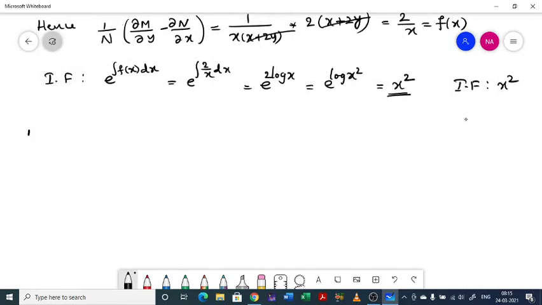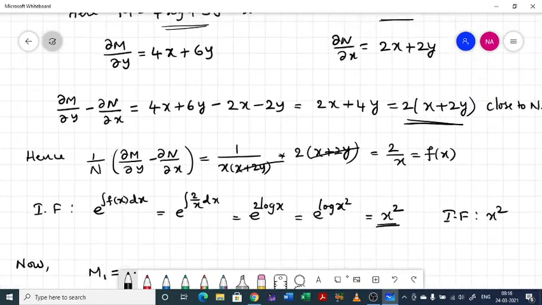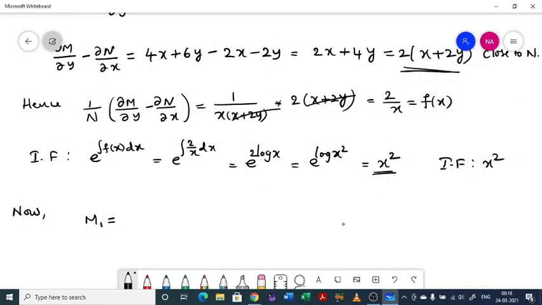Now multiplying this integrating factor to M and N, we will be getting M1 and N1. M is 4xy + 3y² - x. Multiplying x² to it, it will be 4x³y + 3x²y² - x³, and N1 will be x⁴ after multiplying the integrating factor, plus 2x³y.